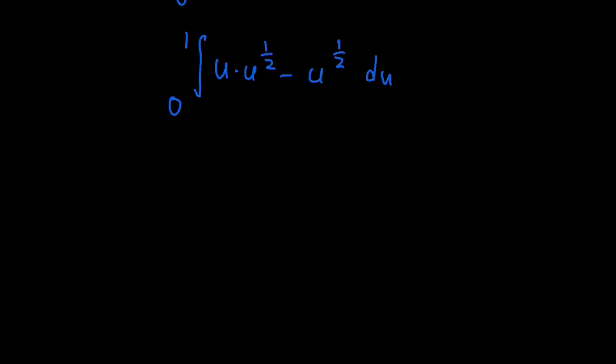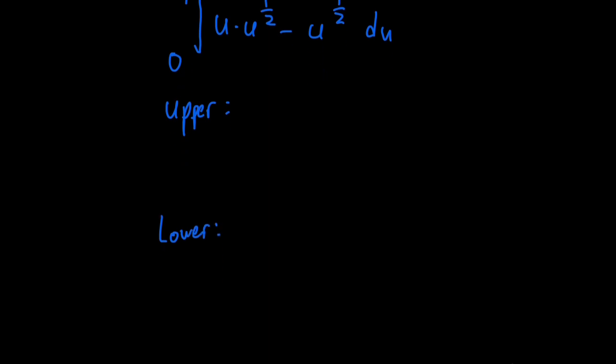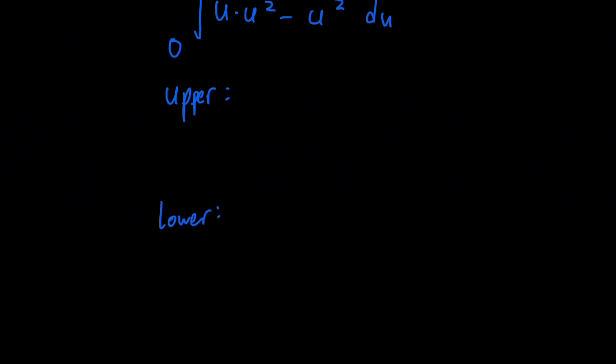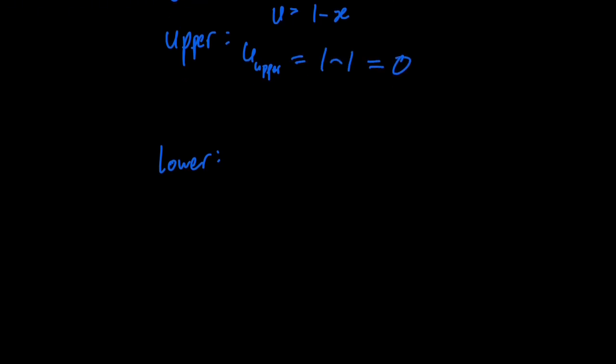Before we continue with the next few steps, we also want to write down our upper and lower boundaries. Since we do u substitution, our boundaries will change. So let's write upper and lower. So since our base equation is u is equal to 1 minus x, we can say u upper is equal to 1 minus the upper boundary, which is 1, which is 0.